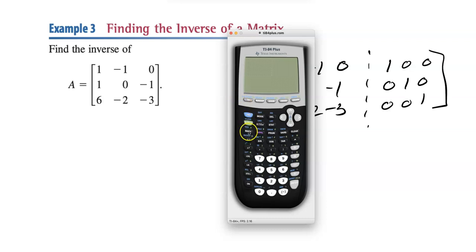So all we're going to do is go to our matrix, the second matrix. We're going to type it in. So this one is a 3x3. Let's type in all the values. So 1, negative 1, 0, 1, 0, negative 1, 6, negative 2, and negative 3.